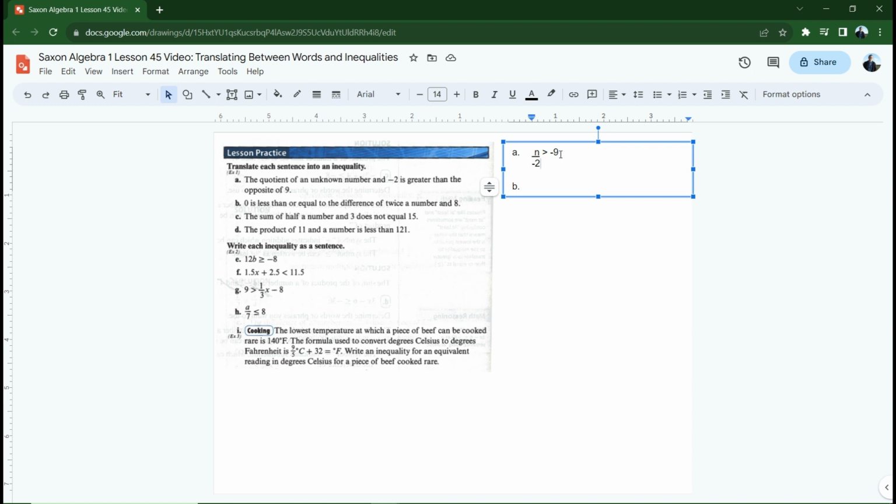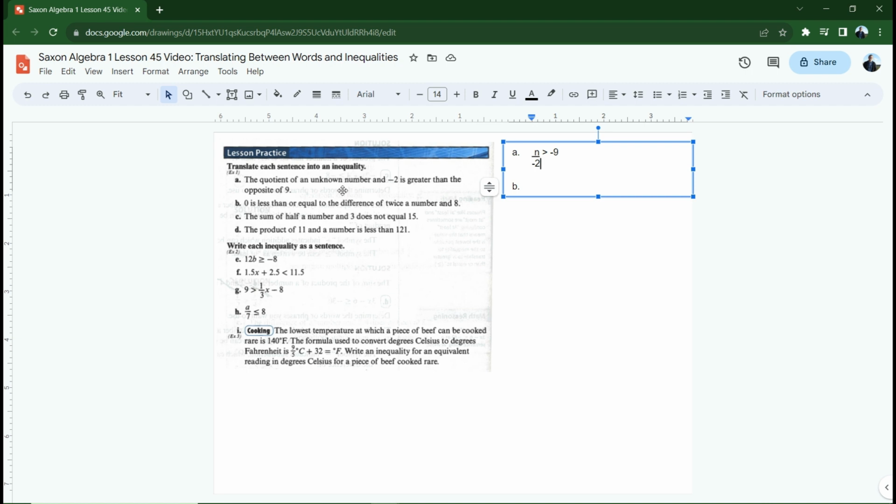Now, the very first time we did a lesson like this where you had to translate sentences into equations and equations into sentences, it was pretty easy because we were just basically dealing with sums and differences, quotients, and products. Now we've got all sorts of new language we have to deal with, like the opposite of an unknown number. So we have to have variables in these. So you need to pay extra attention.